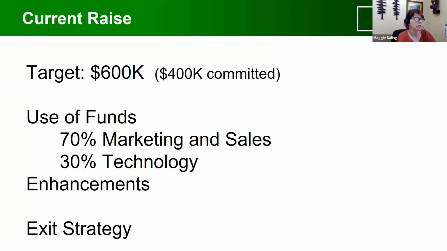They're looking for $600,000. They've got $400K soft circled, which is nice. And then they're going to use the funds 70% for marketing and 30% for technology. That is technically not quite clear enough, but you get the idea that they're going to continue developing the product and do some enhancements. And then the exit strategy he's going to talk about. That is a much cleaner slide.